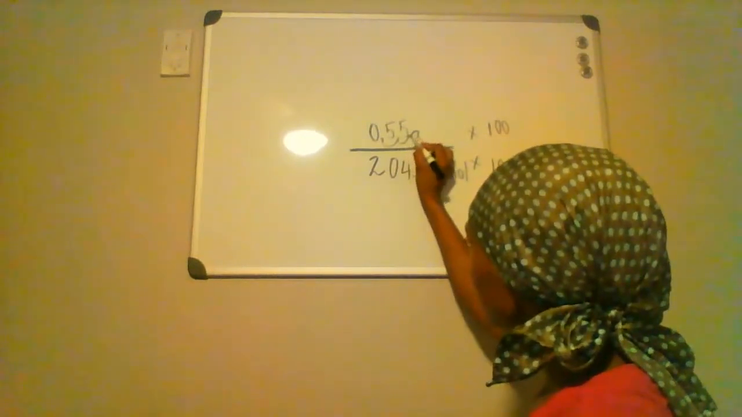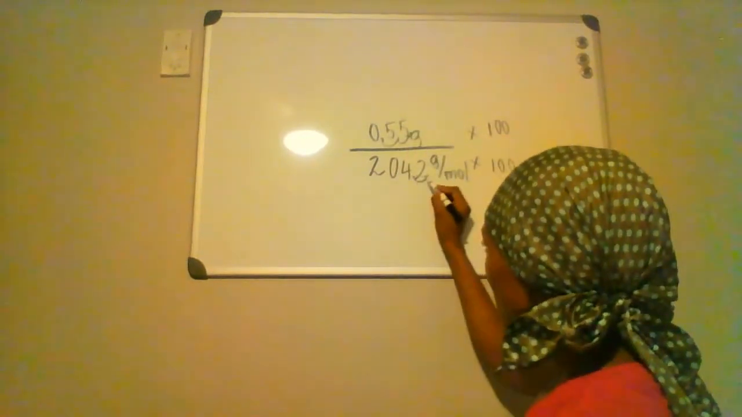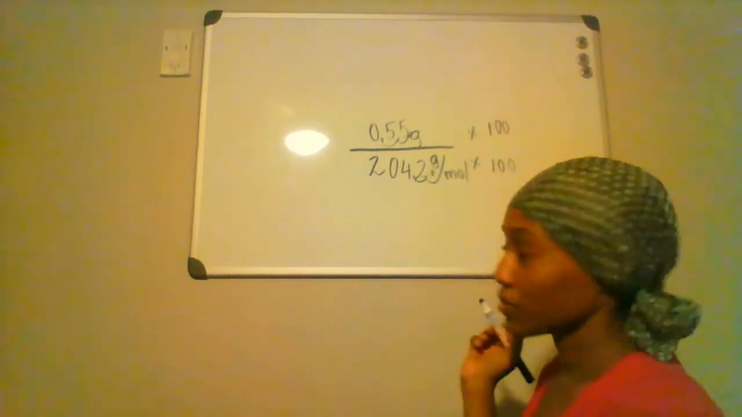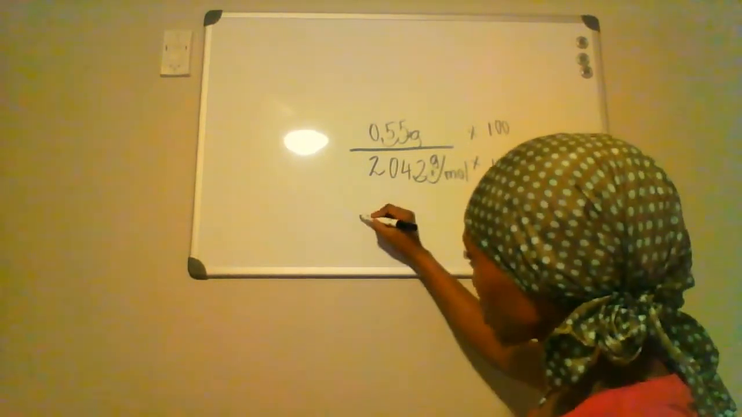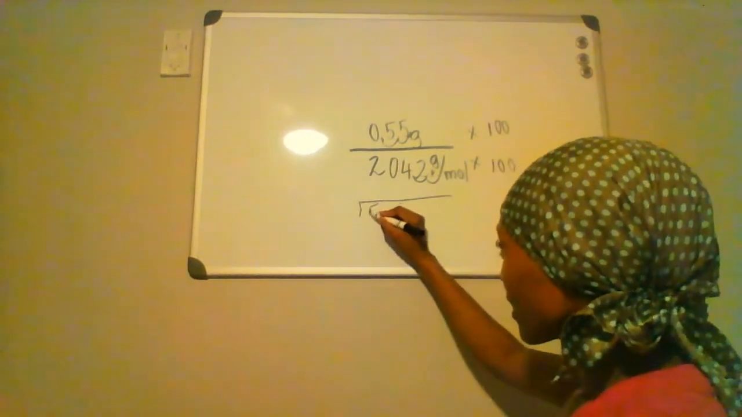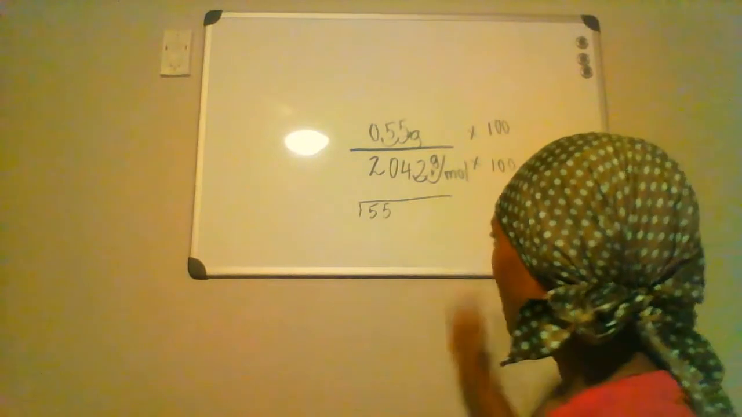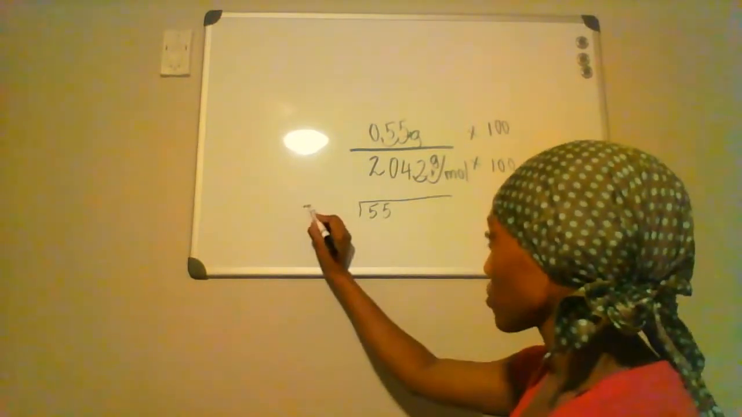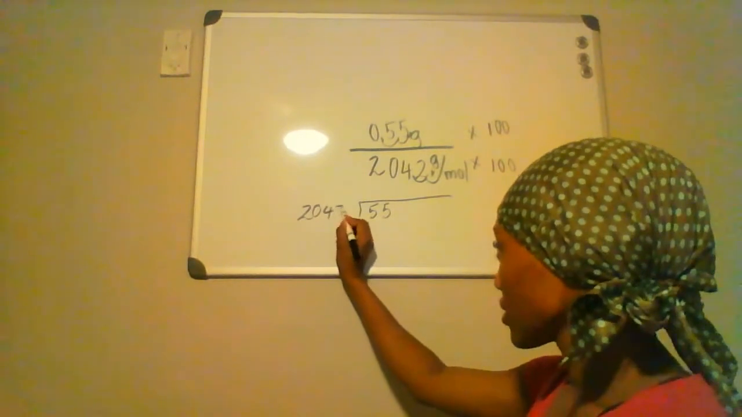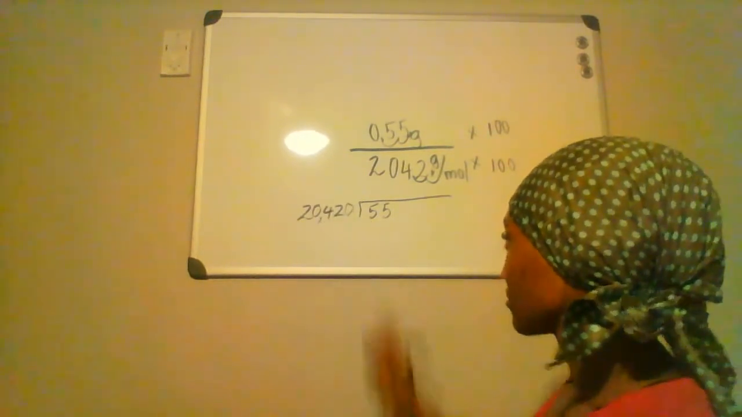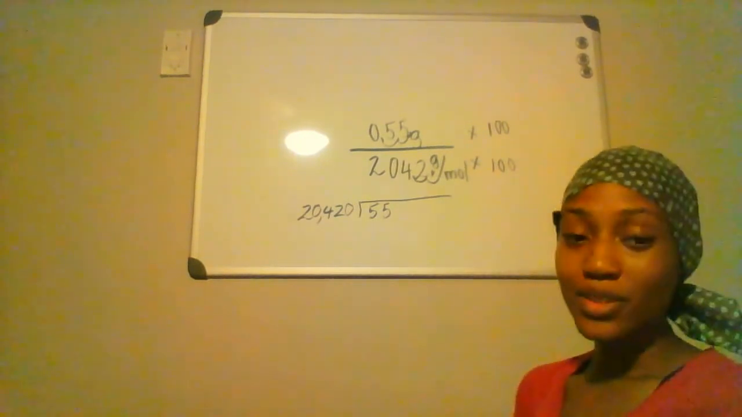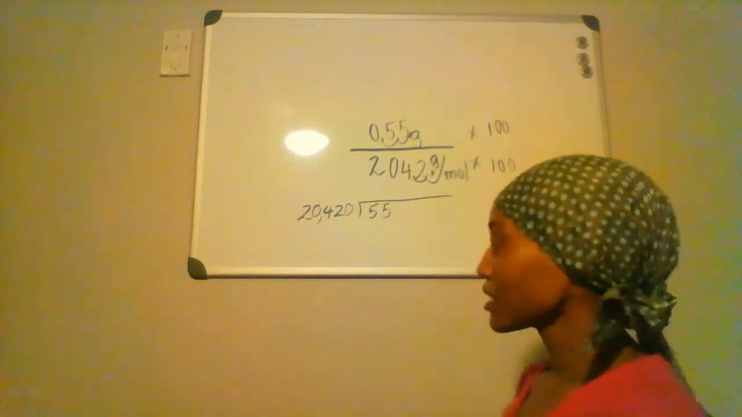And I'm going to indicate the new location of the decimal points. There's an empty space right here that has to get filled with a 0. So our new dividend now becomes 55, and our divisor is now 20,420. Okay? All right.